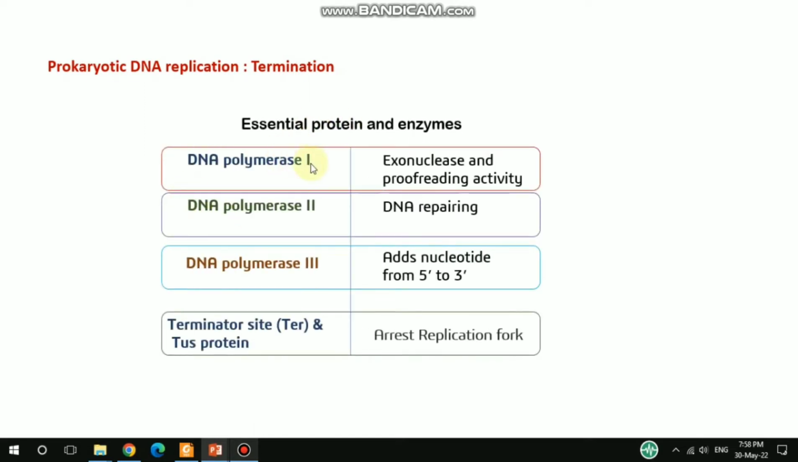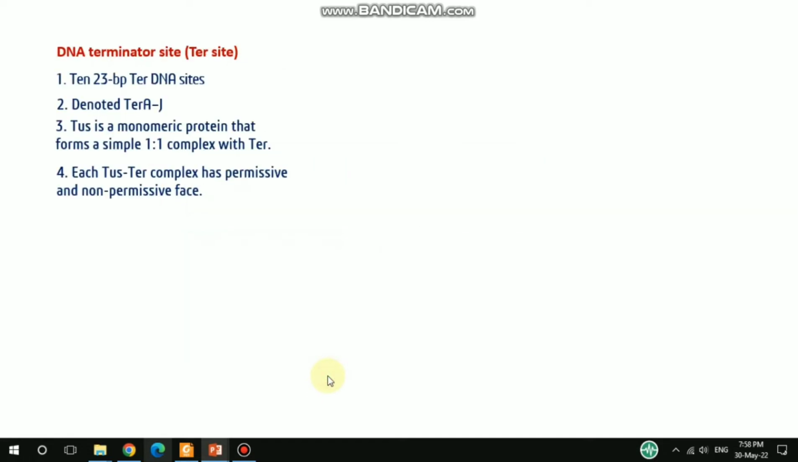DNA polymerase 1, 2 and 3, these three proteins are required for elongation as well as the termination steps. DNA polymerase 3 can only add nucleotides in the 5' to 3' direction, and the other two enzymes have exonuclease and proofreading activity and DNA repairing activity. Along with that, the terminator site, or in short TER site, and TUS proteins are also required to arrest the replication fork. So let's have a look at what the terminator or TER sites are.